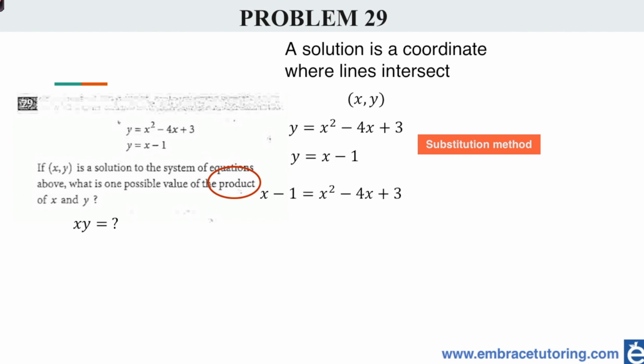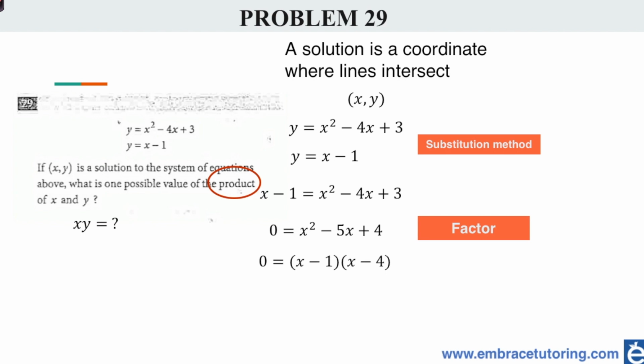And when setting y equal to y, I get x minus 1 equals x squared minus 4x plus 3. I'm going to subtract an x on both sides and add a 1 on both sides, and this will end up giving me 0 equals x squared minus 5x plus 4. I'm now in a quadratic form. I can factor if possible, otherwise I may have to use the quadratic method.